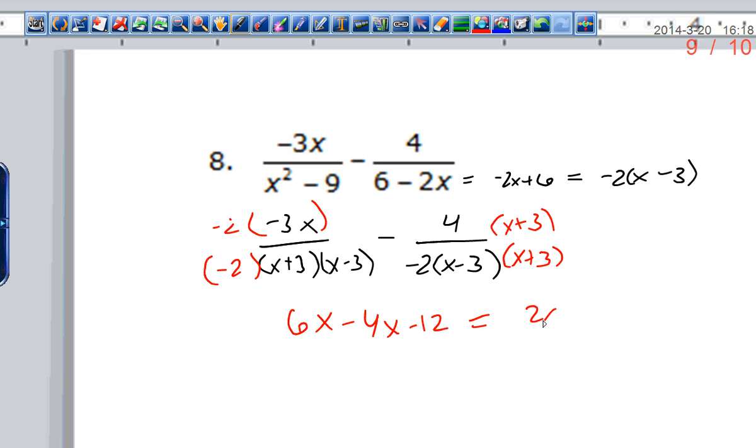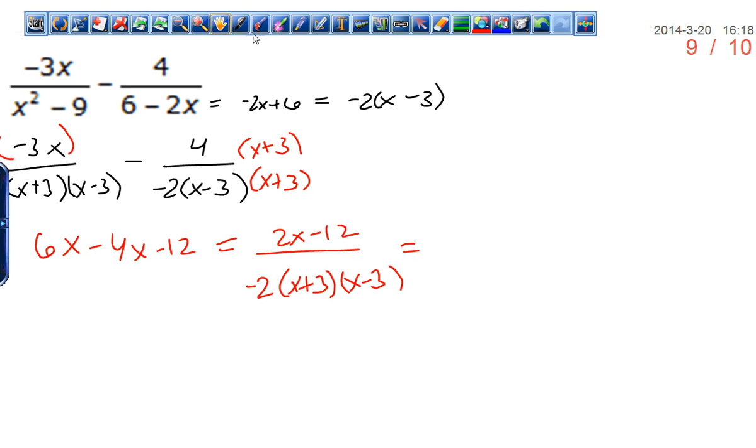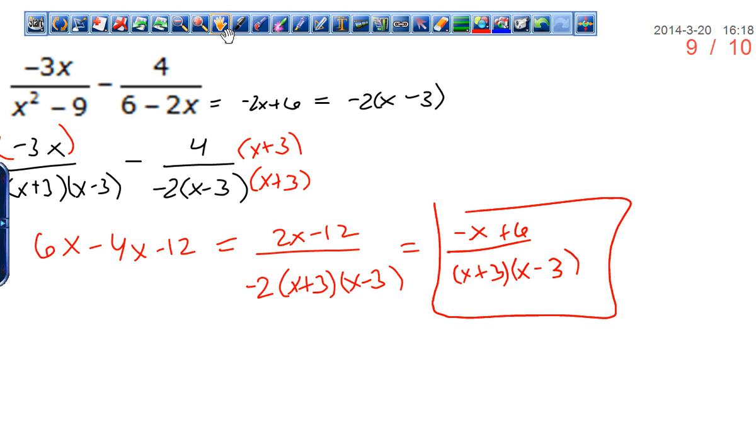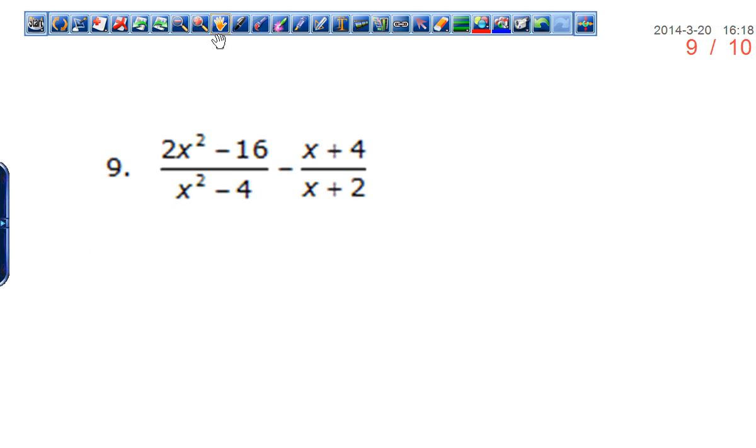Well, that's just going to be 2x minus 12 over my common denominator of negative 2 and then x plus 3, x minus 3. The last thing you want to look at is, can I reduce anything? Well, I can divide everything by negative, and then divide everything by 2. So this is going to turn into negative x plus 6 over x plus 3, x minus 3. And that's as far as we can go. Don't factor, don't do anything else. We're done. Number 10, you can take something out of the top, but don't. And I'll show you why here in a second.